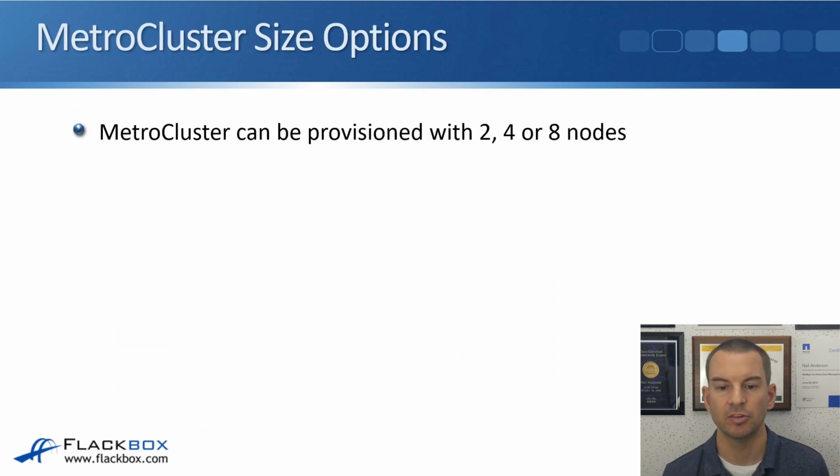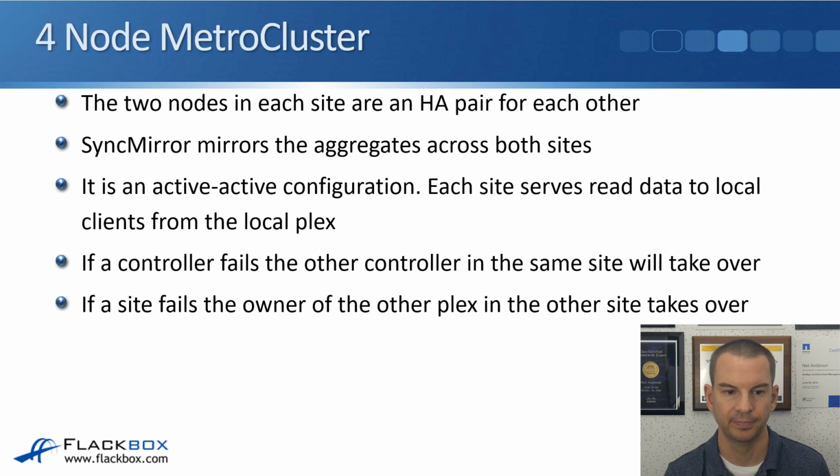MetroCluster can be provisioned with 2, 4, or 8 nodes in the system. So looking at 4-node MetroCluster first. Here, the 2 nodes in each site are an HA pair for each other. So if we've got controller 1 and controller 2 in site 1, they're an HA pair for each other. Controller 3 and controller 4 in site 2, they're an HA pair for each other as well.